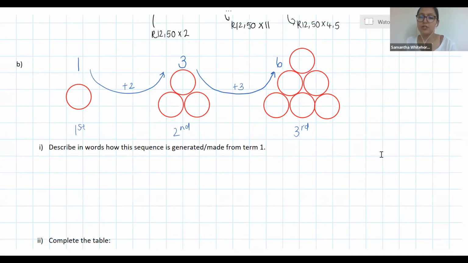Right, so just to re-emphasize, as Mpho said on the chat, we would add 2 circles to get from the first picture to the second picture, 3 circles to get from the second picture to the third picture, and my pattern would carry on. So then I'd add 4 circles, and then I'd add 5 circles, and then I'd add 6 circles. Right, so I'm adding 1 more every single time.